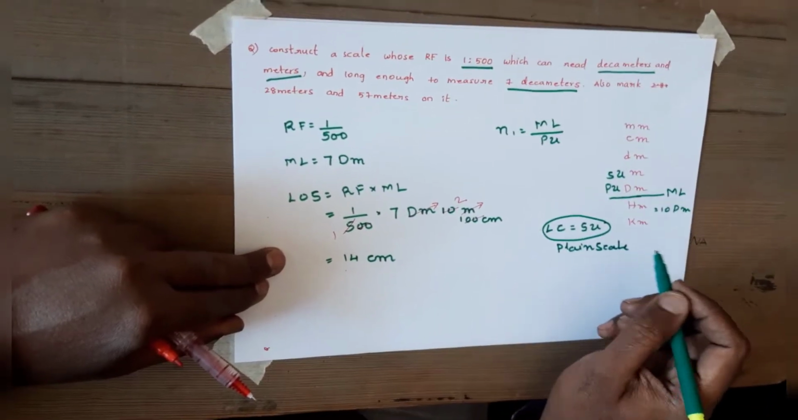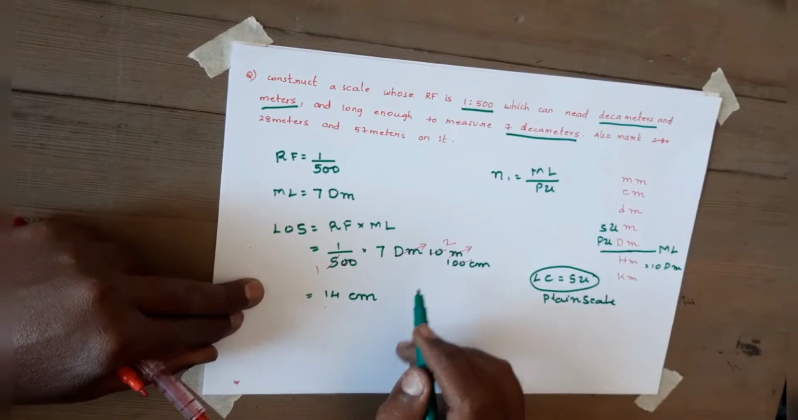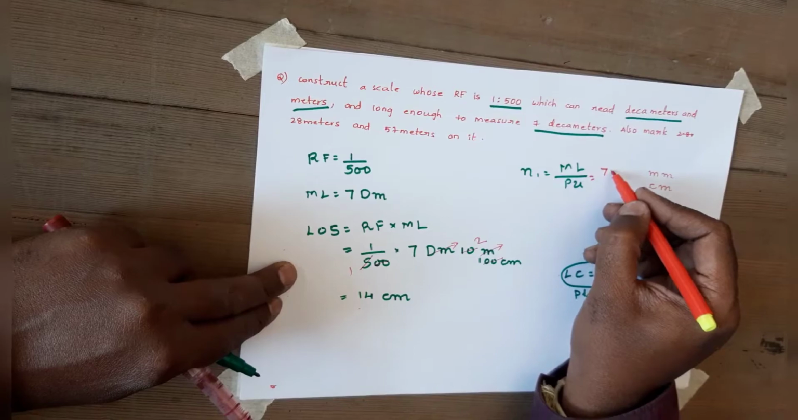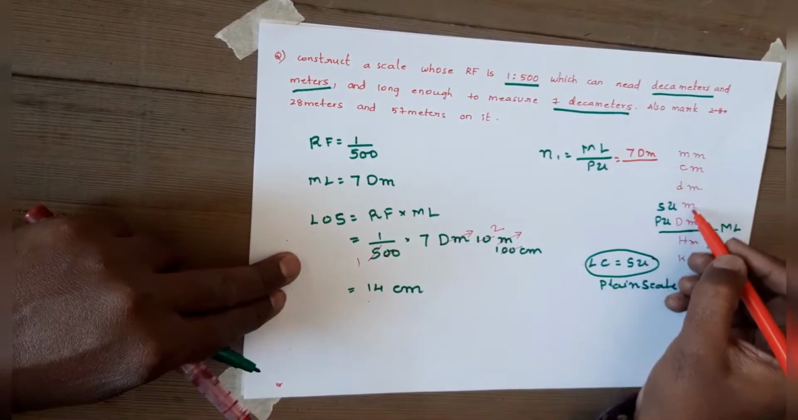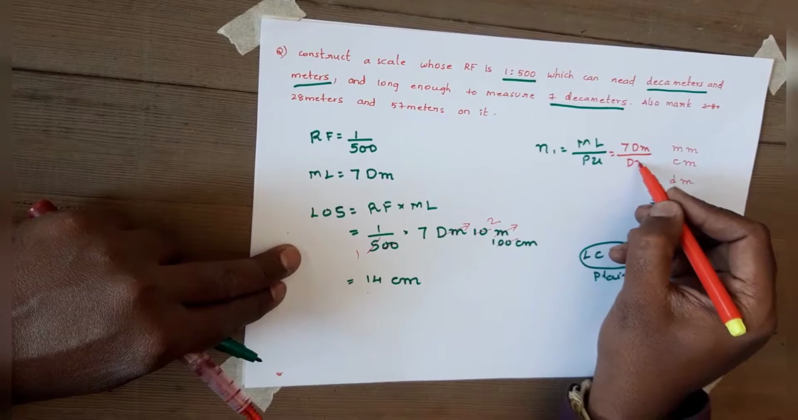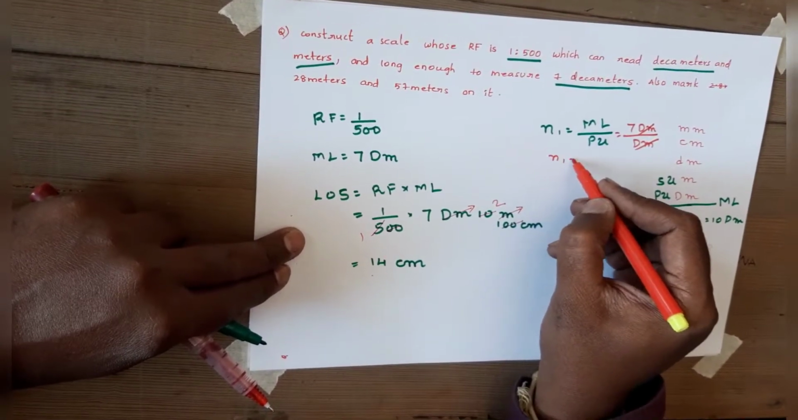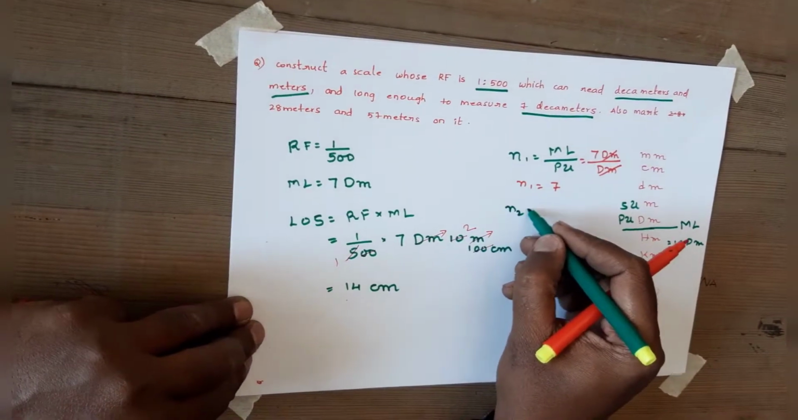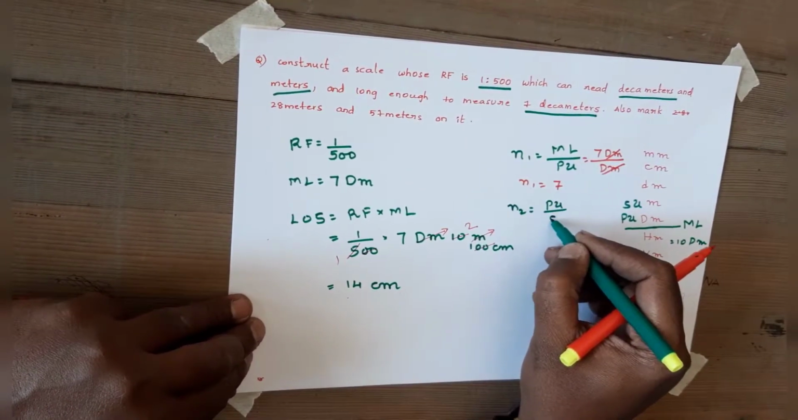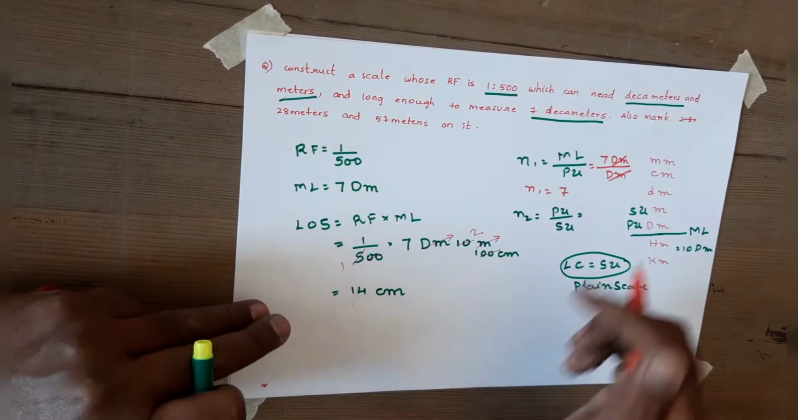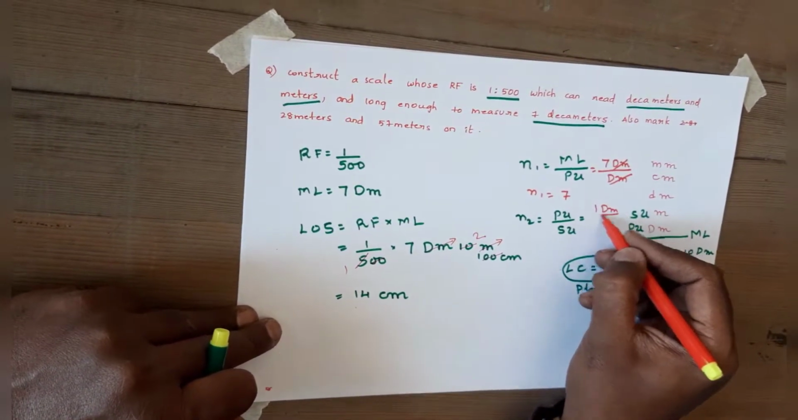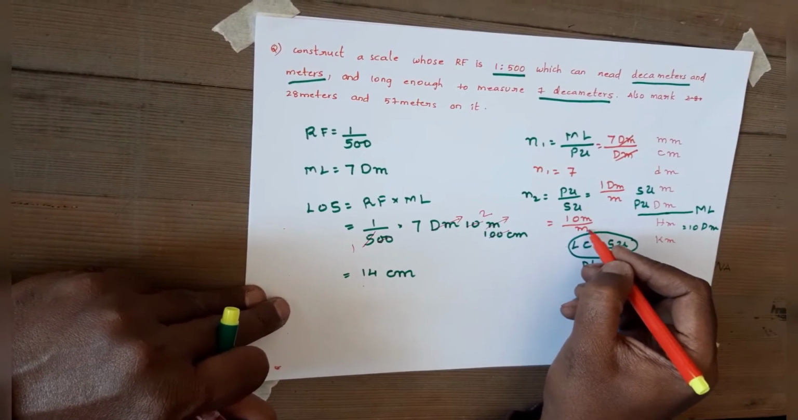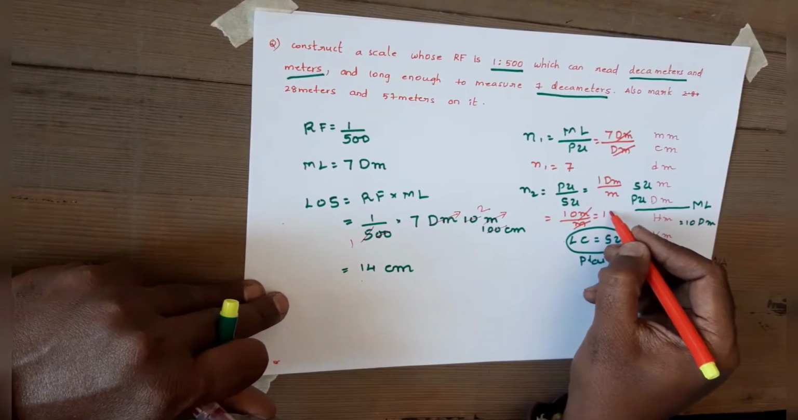So once it is a plain scale, we need N1 and N2. What is N1, sir? Maximum length. What is the maximum length? That is going to be 7 decameters divided by the primary unit, 1 decameter. Get cancelled, therefore N1 is equal to 7. Sir, what about N2? N2 is equal to primary unit divided by secondary unit. The primary unit value is 1 decameter. Secondary unit is meter. So 1 decameter is nothing but 10 meters divided by meter. These two will get cancelled. We are going to get 10.